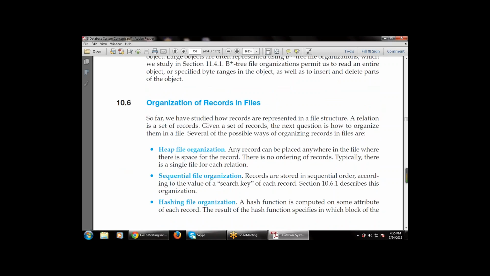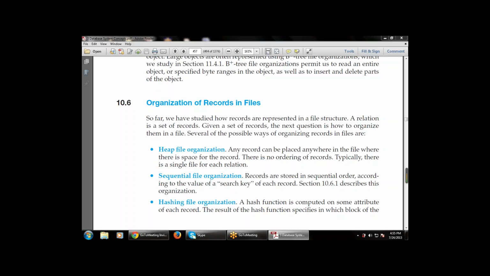Then there is the sequential file organization. One is the heap file organization, in which a record can be placed anywhere in the file where there is space. In the sequential file organization, the records are stored in sequential order according to the value of a search key of each record. That is, we store the data one after another, another after another. That is a sequential file organization.